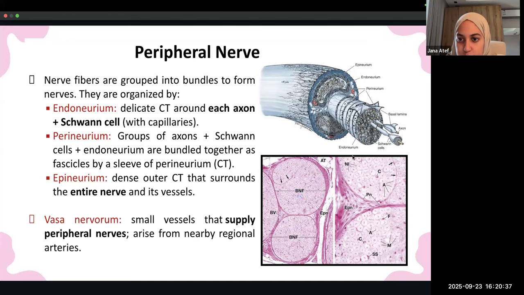Wait, there's a question: what axon makes CSF? No, not axon. What makes CSF is ependymal cells. CSF is made by ependymal cells.